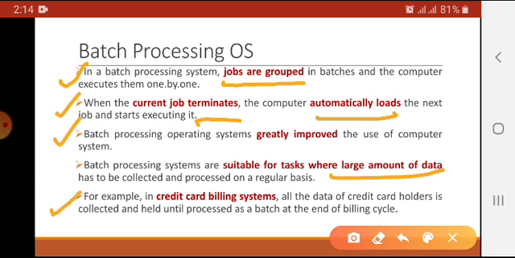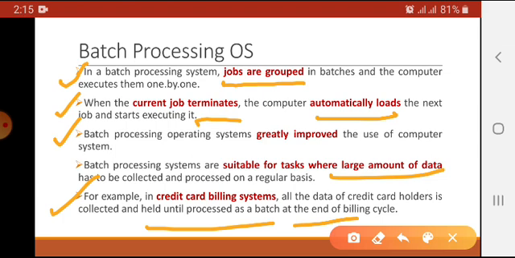For example, the credit card billing system. All the credit card holders will provide their data, and it is collected and held to be processed as a batch at the end of the billing cycle. For example, if I have a credit card and in the complete month I use that credit card while shopping, at the end of the month I have to pay the bill. In the same way, there are so many users of credit cards.